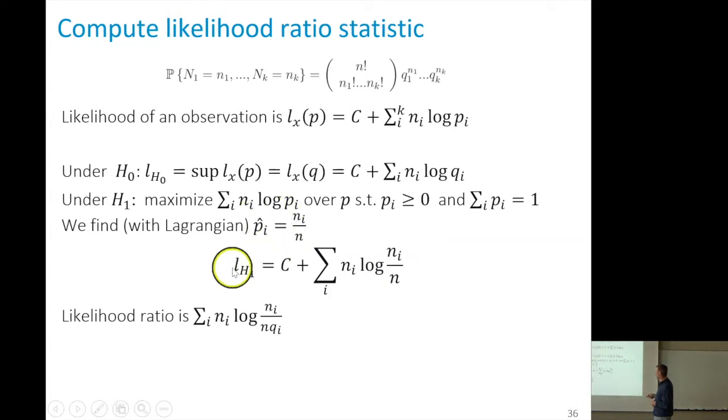Therefore, after number crunching all of this, we find that the likelihood under the global problem is given by the same constant plus this. In fact, the same formula, but here we had qi, now we have pi hat, which is our estimate. And the likelihood ratio, if we do the difference of the two and number crunch a bit, we find this is the sum of ni log of (ni over n) over qi. So this is what the likelihood ratio statistic is. The likelihood ratio test theory tells us that if you want to test whether a histogram truly comes from qi, the quantity of interest is this thing here.